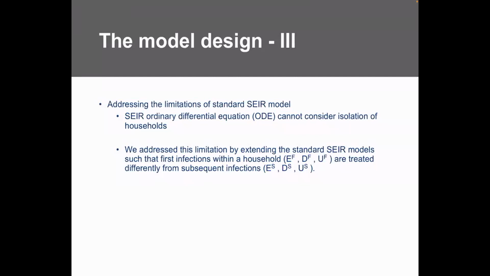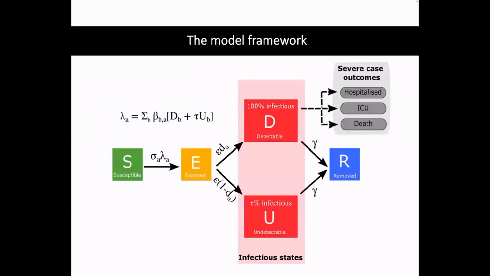So we addressed the limitation by differentiating the SEIR model into first infection and the subsequent infection. So we did EF, DF, and UF. What is E? Exposed. D and U are what we discussed, detectable and undetectable. So infection detectable, infection undetectable. So we again subclassified the SEIR model in this. Okay, bang. So this is a model, a very, very simple model.